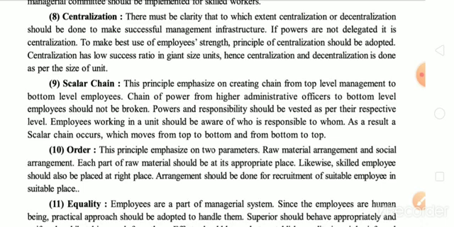So the chain of power that starts from the higher administrative officer goes via the middle level management and reaches the bottom level employees, and it should not be broken at any stage of the organization.